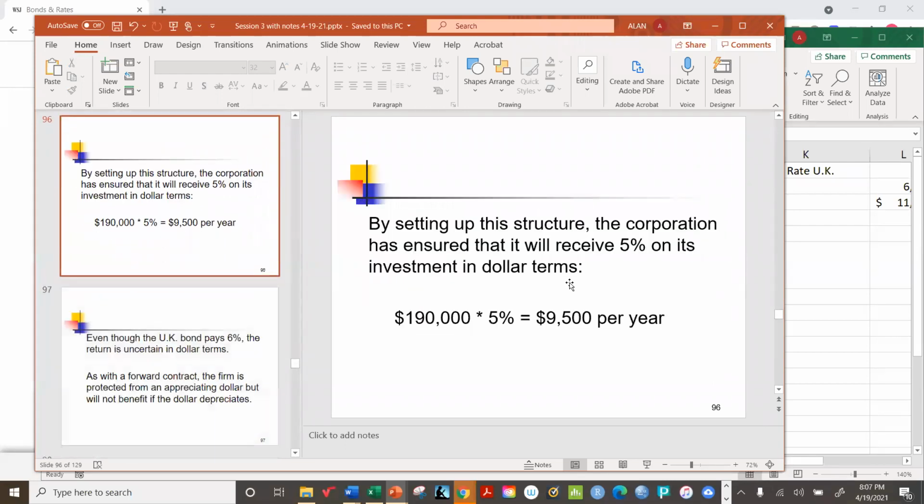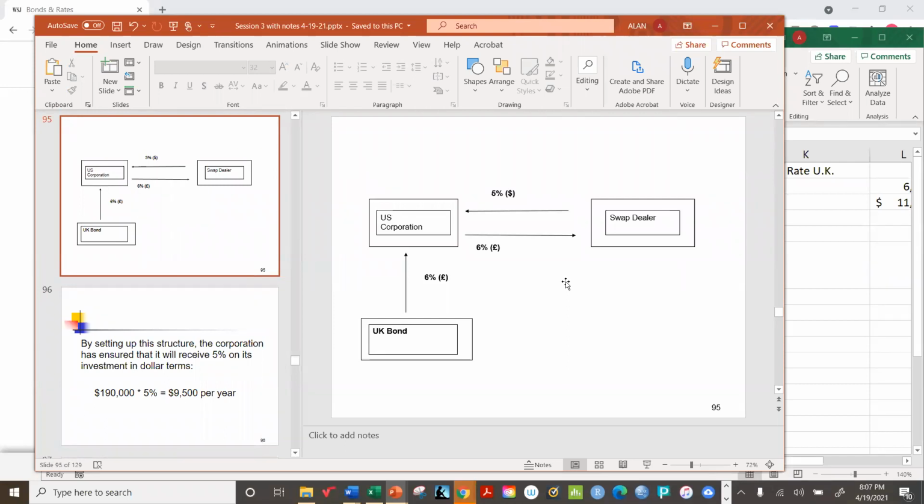Now, the only thing that's really missing from this diagram is the initial exchange of principals. The notionals are not shown on here, but the intermediate cash flows are. And you can see that by entering into the swap, the corporation owns a UK bond, which pays them 6% in pounds, which we're now trading off to the swap dealer in exchange for 5% in dollars.